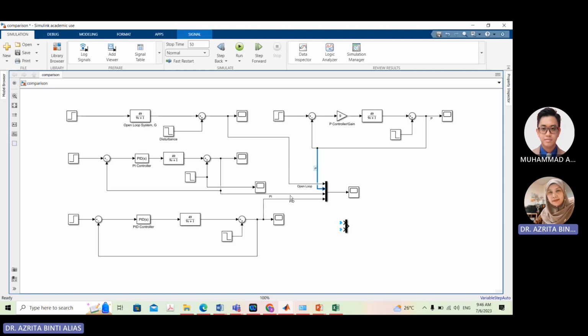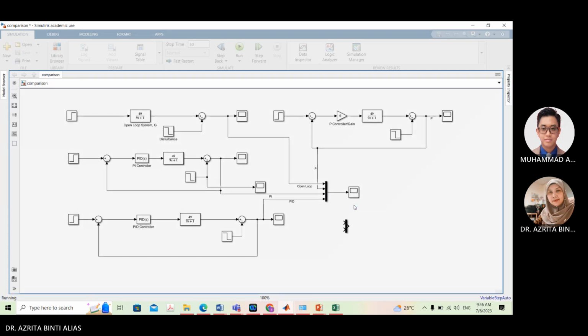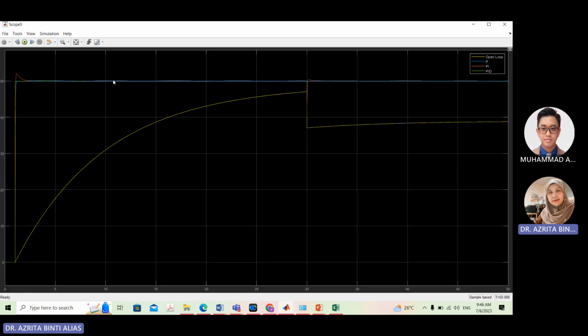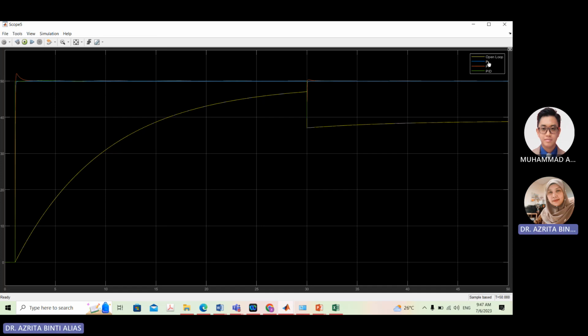So I put the name as P, PI, and PID. Okay, so next you can run. Okay, so we can observe the output response here. Basically there is no legend, so you need to go to View and click the legend here. So we show you the name.